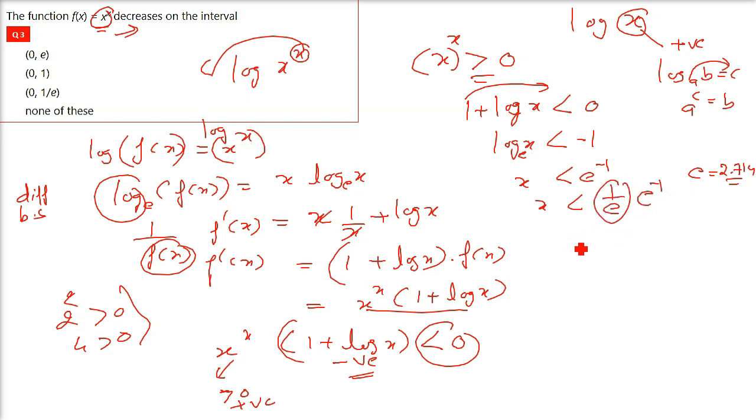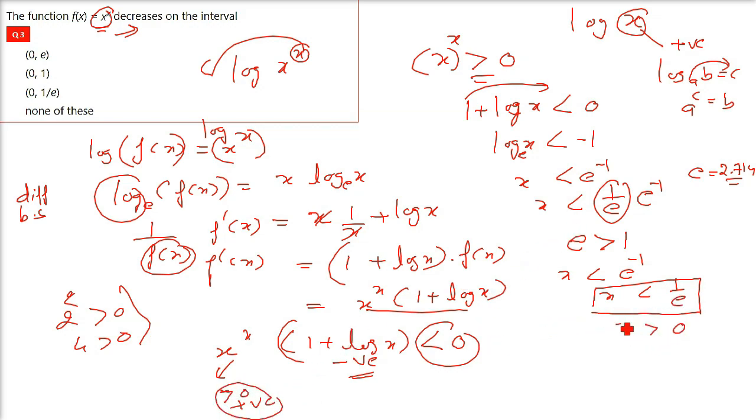If you even put e raised minus 1, e is greater than 1, and 2.714 is already greater than 1. Okay. So x should be less than e raised minus 1. I told you x is less than 1 by e because e raised minus 1 is 1 by e. Two things we found. x should be less than 1 by e, and second thing we got from here is x should be greater than 0. I hope you got the idea.